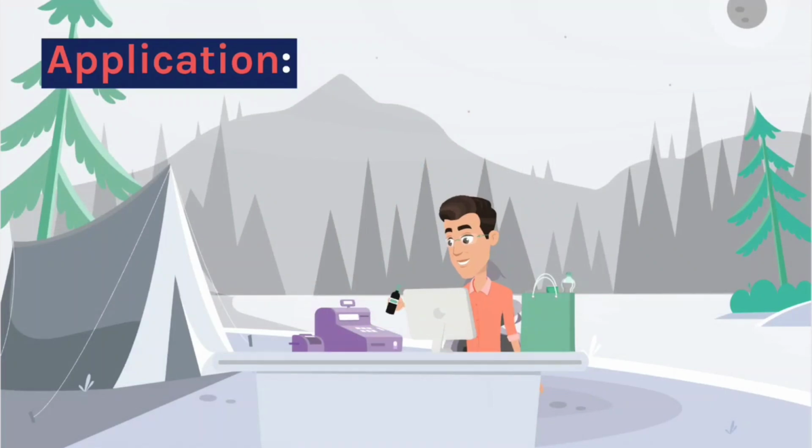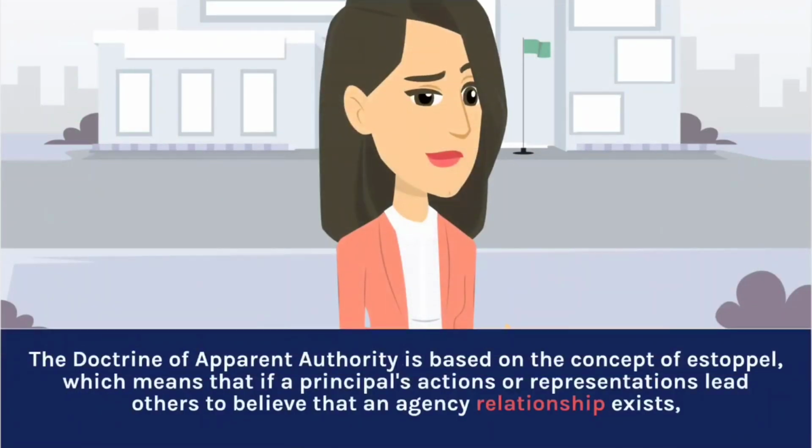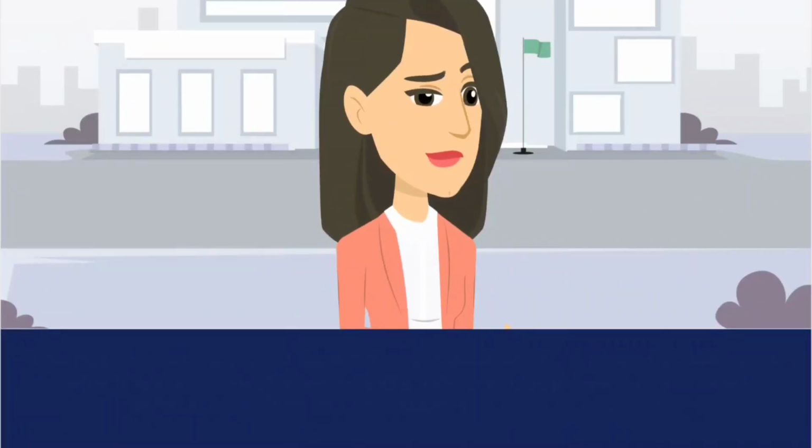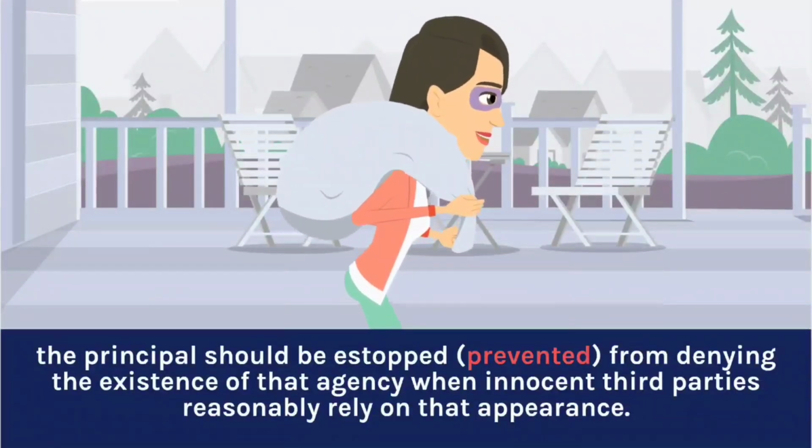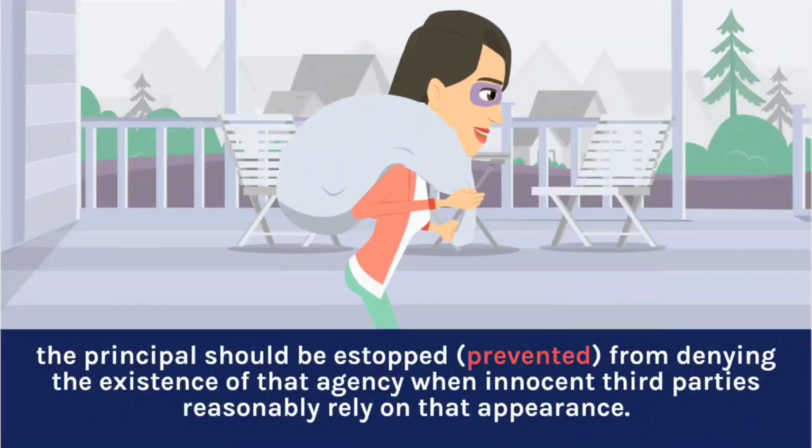Application. The doctrine of apparent authority is based on the concept of estoppel, which means that if a principal's actions or representations lead others to believe that an agency relationship exists, the principal should be estopped, prevented, from denying the existence of that agency when innocent third parties reasonably rely on that appearance.